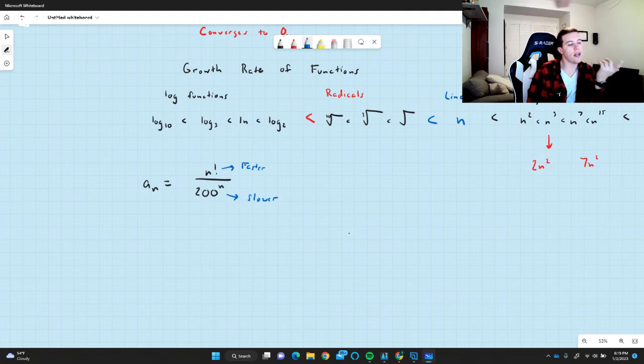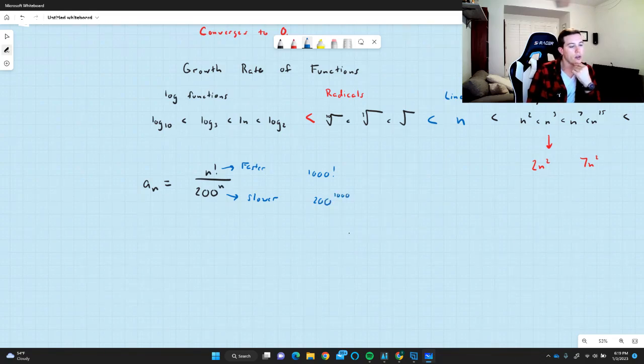Now, if you were to try to test this in Desmos and plugged in 1, you get 1 over 200. And you're like, okay. And you plug in 2, you'd get 2 over 200 squared, which is even closer to 0. And you're like, what are you talking about, Mr. West? This thing is definitely getting closer and closer to 0. Yeah, early on. But if you plugged in 1,000, factorial is way bigger than 200 to the 1,000th power. So 1,000 factorial, way bigger than 200 to the 1,000th.